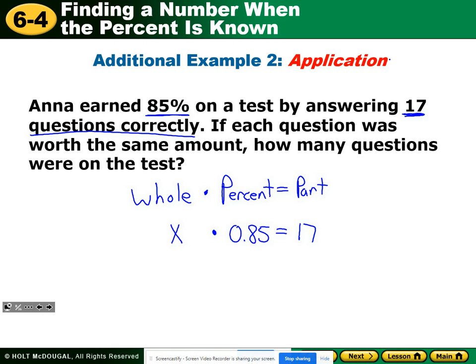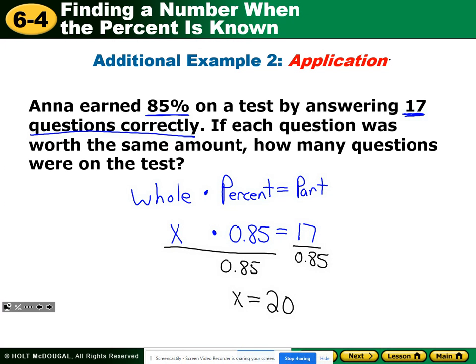All right, then, Daniel, you did a wonderful job setting it up. What do I do here to get to the next step, Daniel? 0.85 divided by 17. No, not quite, Daniel. So we have the 0.85 times the X, so what do we divide it by? 0.85. Yes, sir. And then if we did that on one side, what do we do on the other side? Divide it by 0.85, right? And Haley, when we did that, what did we get? I got 20. You got 20 questions.